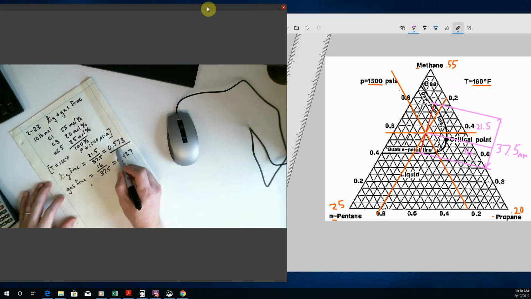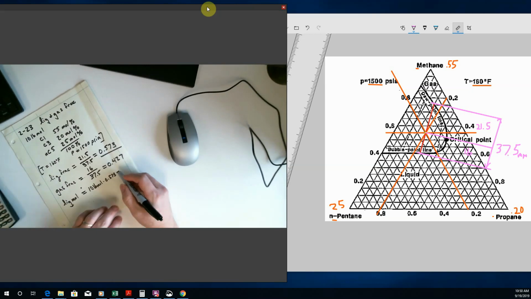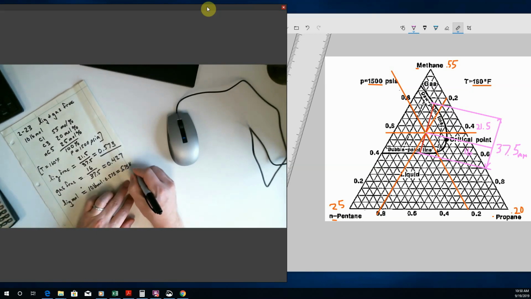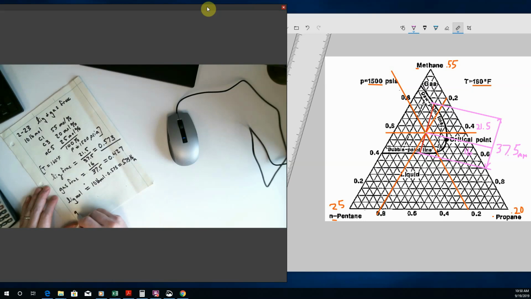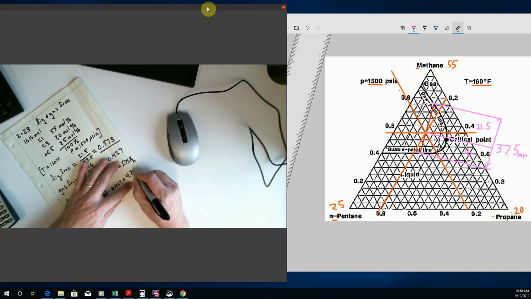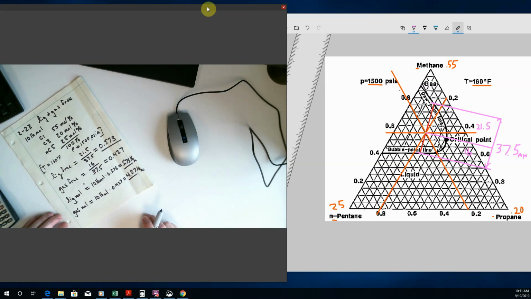Now we want to get total moles. We had the 10, so you would just multiply that times this. So the liquid moles would equal 10 pound moles times 0.573, which is going to equal 5.73 pound moles. And the gas mole is 10 pound mole times 0.427, which is going to equal 4.27 pound mole. So there's your answers to that question.